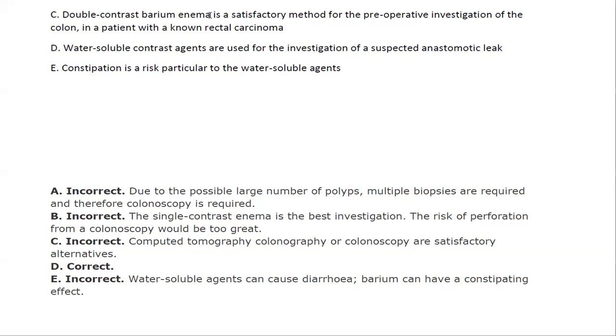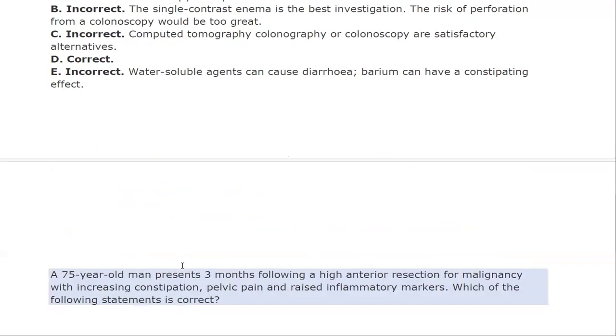And water soluble contrast is the investigation of choice if we suspect an anastomotic leak. Water soluble agents will cause diarrhea, in fact, they act as a laxative. Barium will have constipating effects.